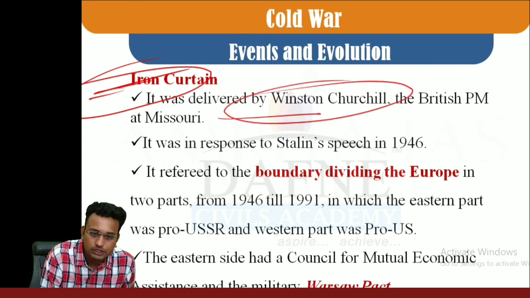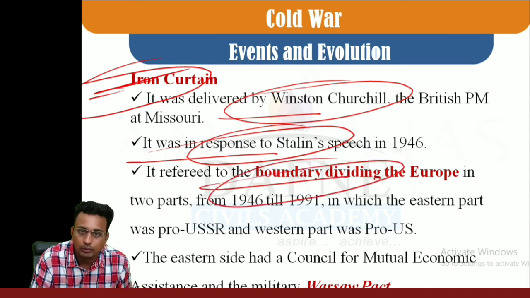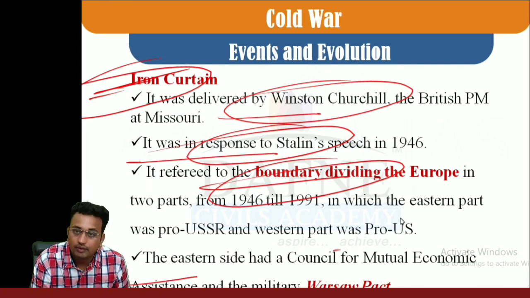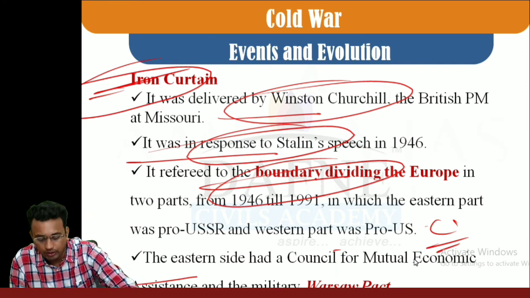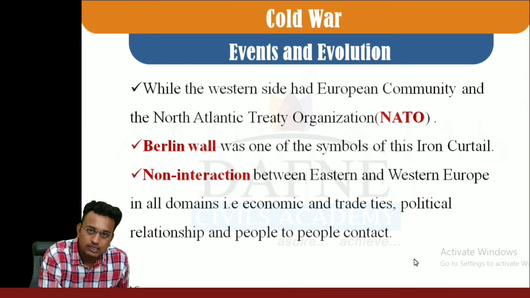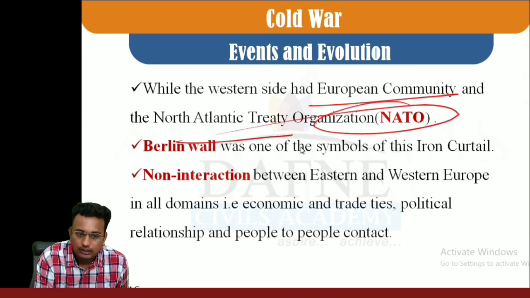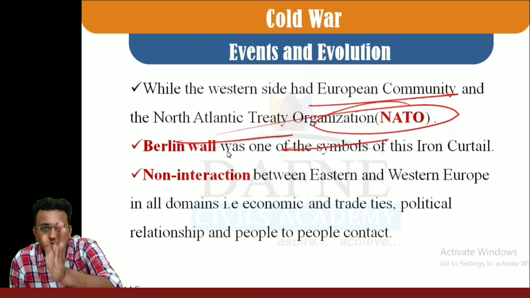The famous Iron Curtain speech, you can say Winston Churchill, British Prime Minister, gave in response to Stalin's speech in 46, that is, the peaceful coexistence speech. It referred to the boundary dividing Europe. And this existed till 1991. Okay. On the eastern side, you have the Council of Mutual Economic Assistance, and later the military pact, your Warsaw Pact, while on the western side you have the European Community and your NATO. The Berlin Wall became one of the symbols and important events of your Iron Curtain.